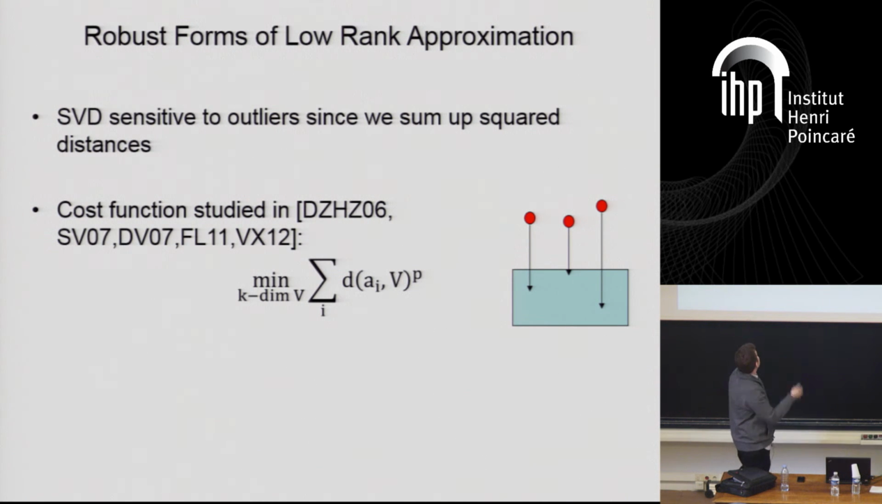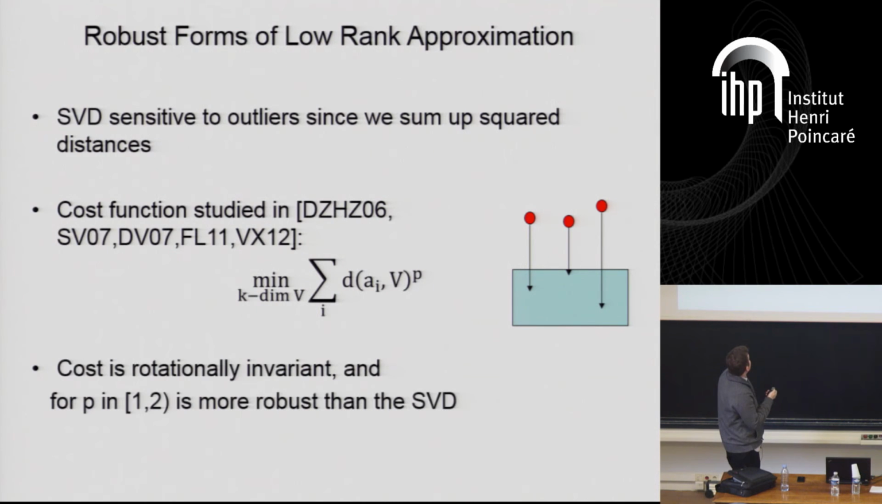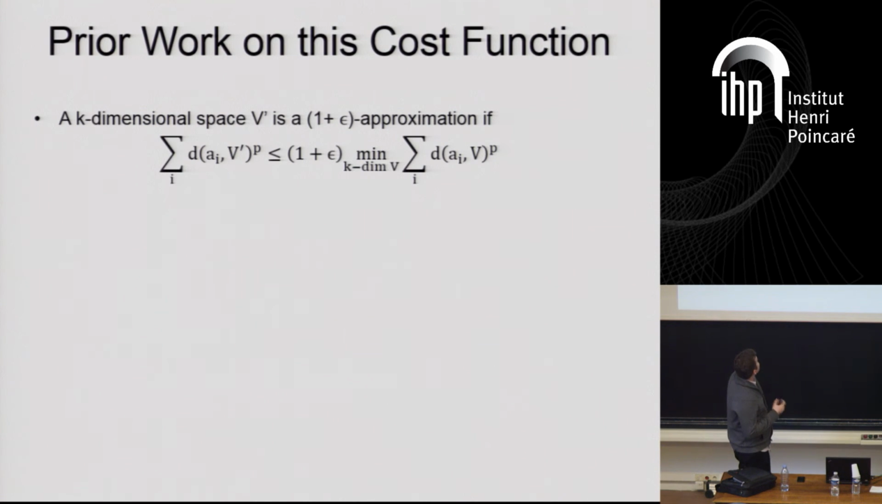This is well studied. So one nice thing about this is the cost is rotationally invariant. So I rotate the whole space. These distances are all Euclidean, so they're all preserved. And as I said, for p less than 2, it's more robust than the SVD. Okay, so what is known about this?